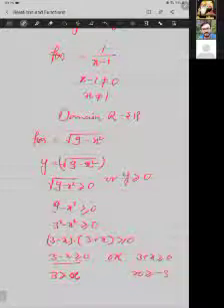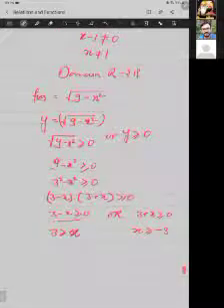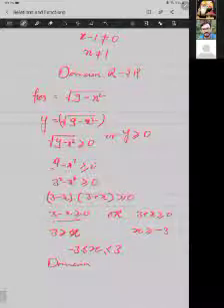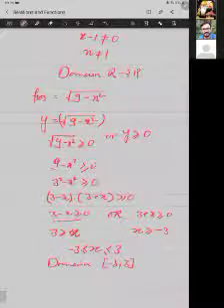So with these two things, what I could say is x is greater than or equal to minus 3 and less than or equal to 3. X means domain. Domain is minus 3 to 3, including minus 3 and 3.